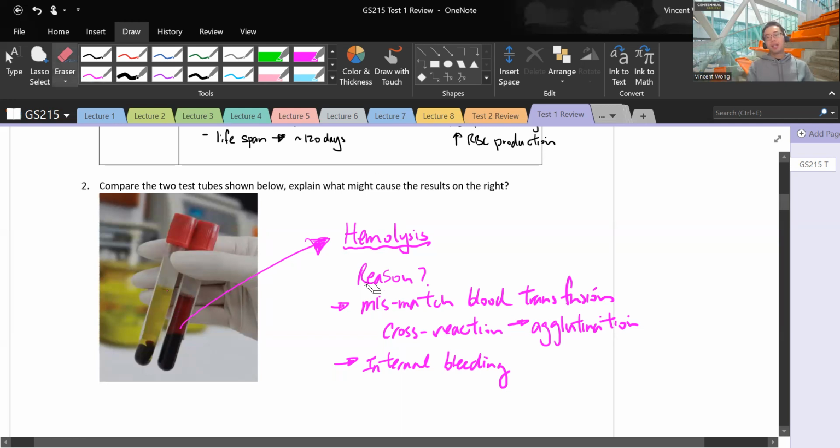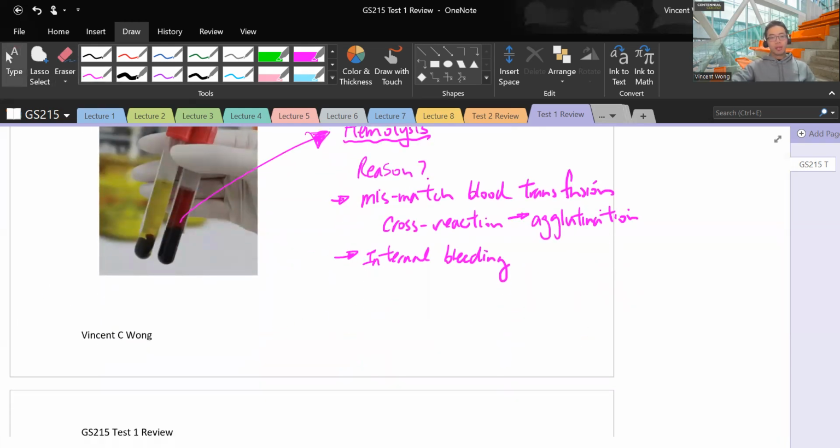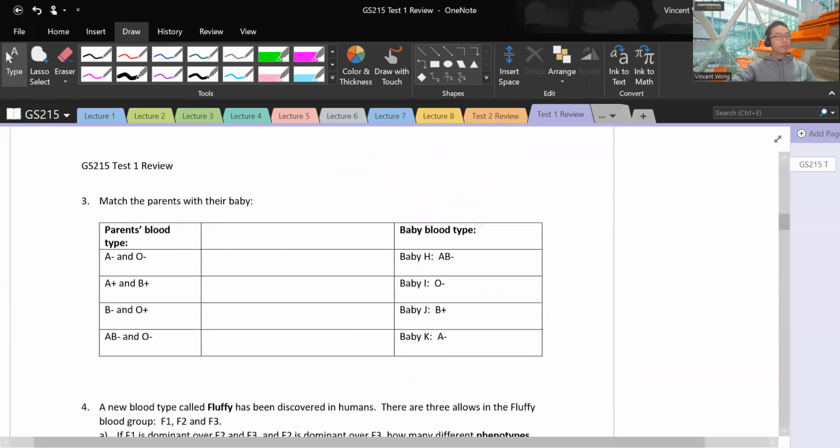So a bunch of stuff, but anyway, these are all good guesses. And we don't really know. We have to check for other stuff.